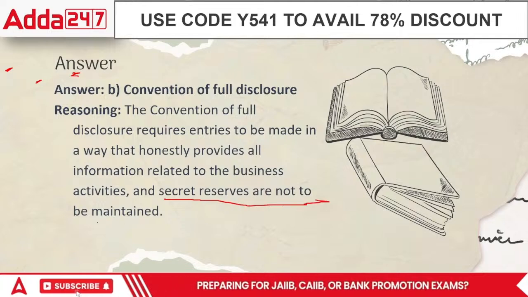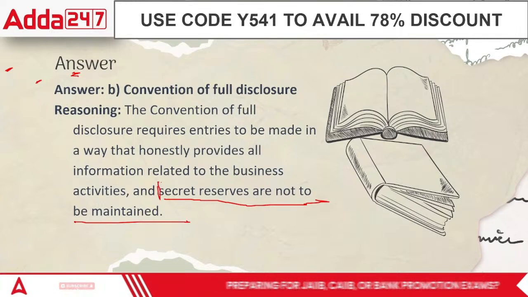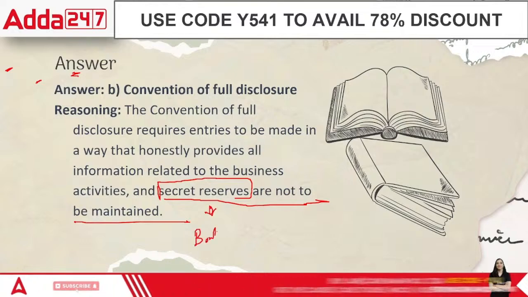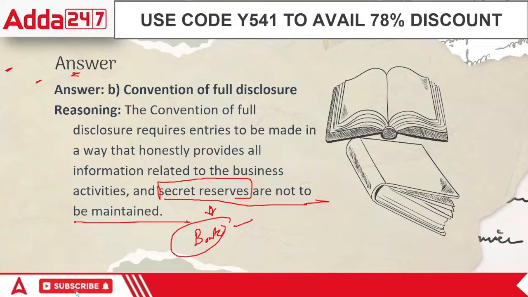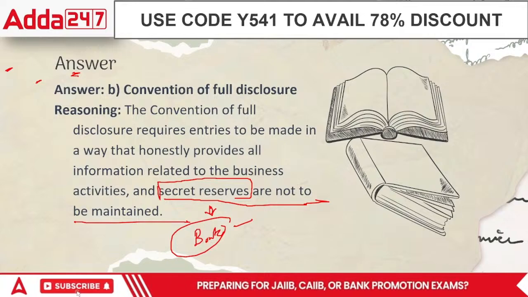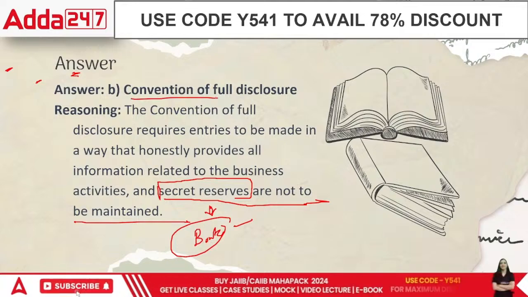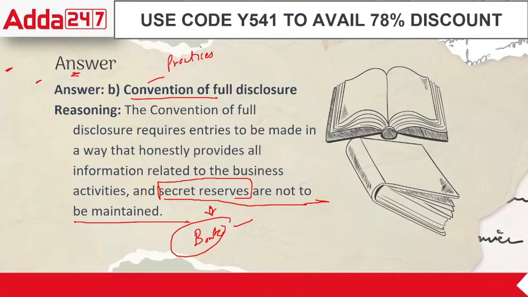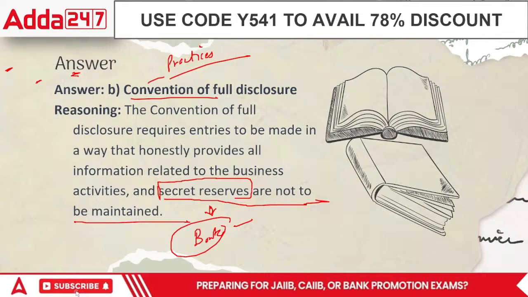Now, there is one more point as well. This question has a little contradiction there. Secret reserves: only banks can keep secret reserves. Banks are allowed, everybody else is not. That's the rule. And what are conventions? Conventions are practices that are followed in the market.